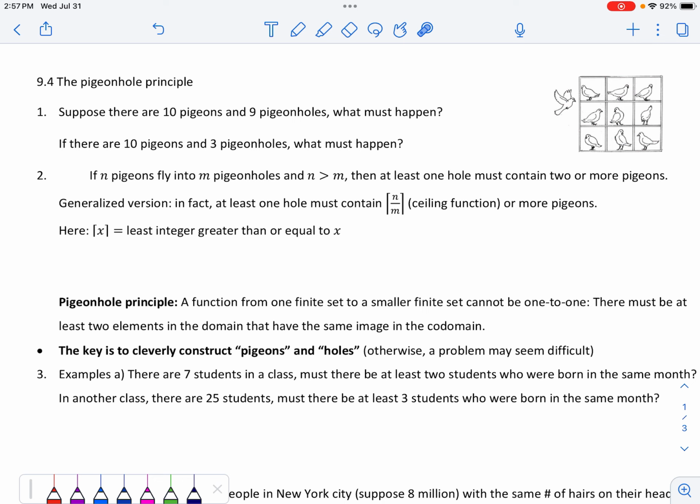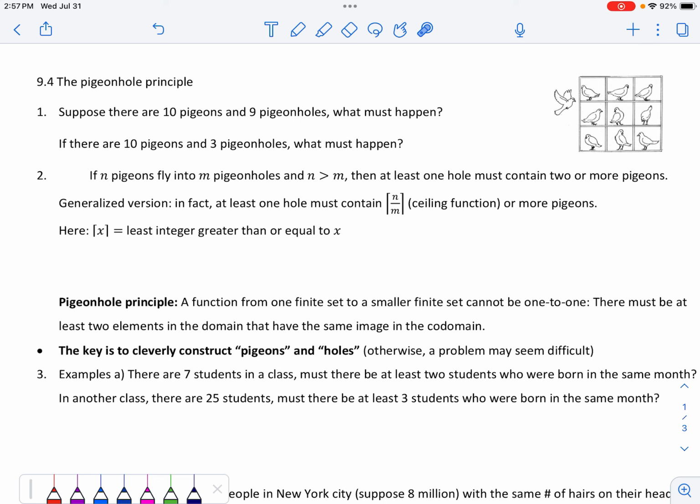Many possibilities can happen, right? But one thing for sure that must happen is, if one takes each pigeon, the 10th one must be placed into one of those holes which is already occupied by some other pigeon. So in other words, at least one hole must have at least two pigeons. So one hole must have two pigeons.